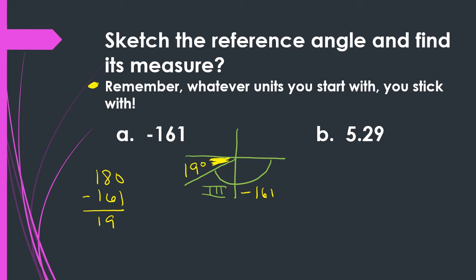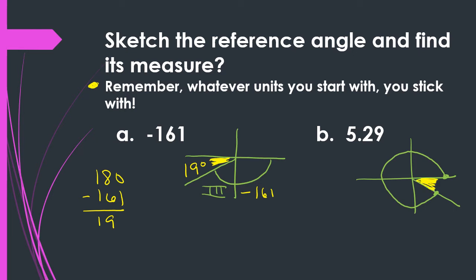And remember, by definition, reference angles are always positive. If we think about 5.29 and we start at our initial side and go around 5.29, I'm at 1.57, 3.14, 4.71. So over here somewhere is 5.29. This means my reference angle is the little bit of an angle that I have left right here.